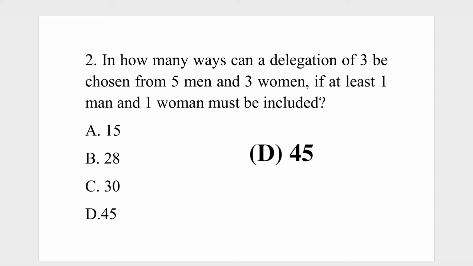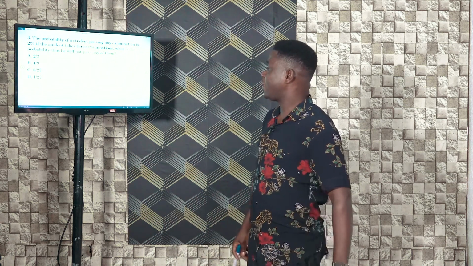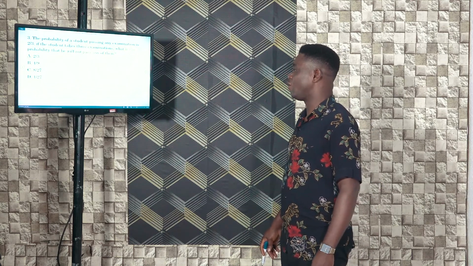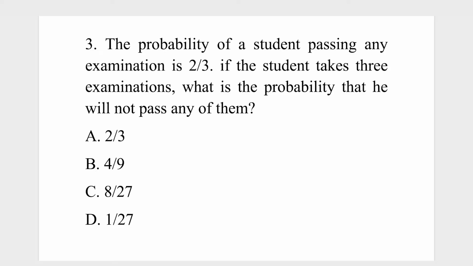So the right answer there is D. Number 3. The probability of a student passing any examination is 2 over 3. If the student takes 3 examinations, what is the probability that he will not pass any of them?